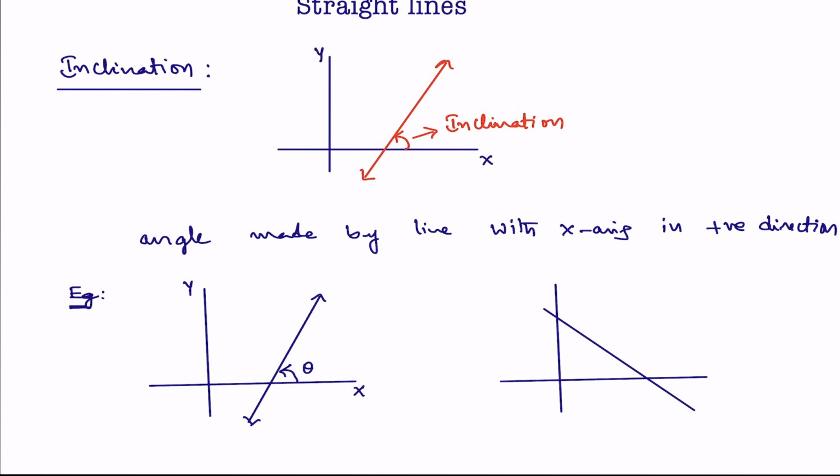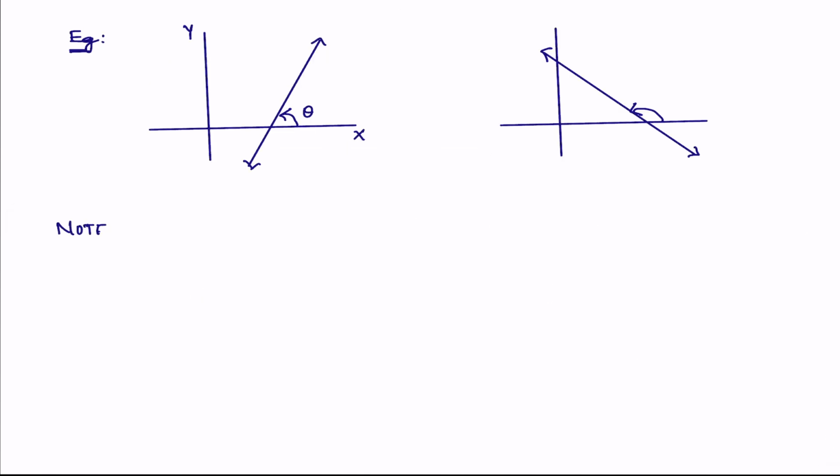Suppose this is the straight line. Where is the inclination of this line? Is this the inclination of this line, or is this the inclination of this line? This is the inclination of this line. This is the angle made by the line with the x-axis in the positive direction. Note points in this inclination.